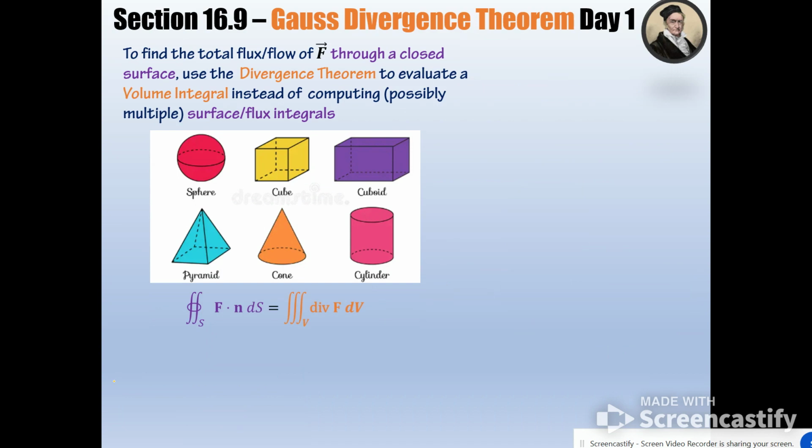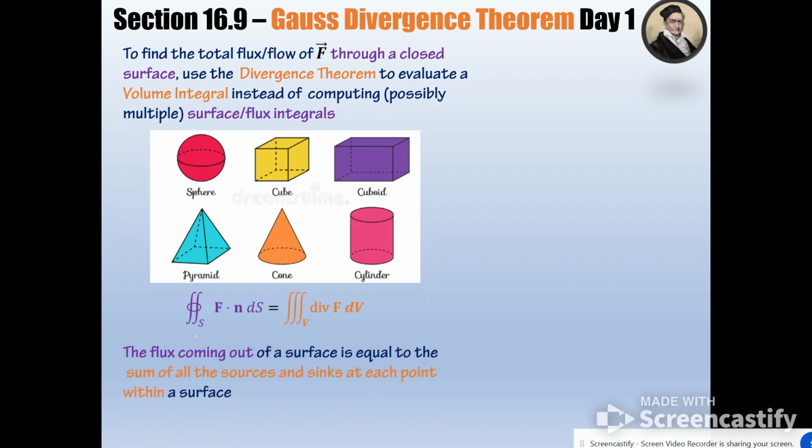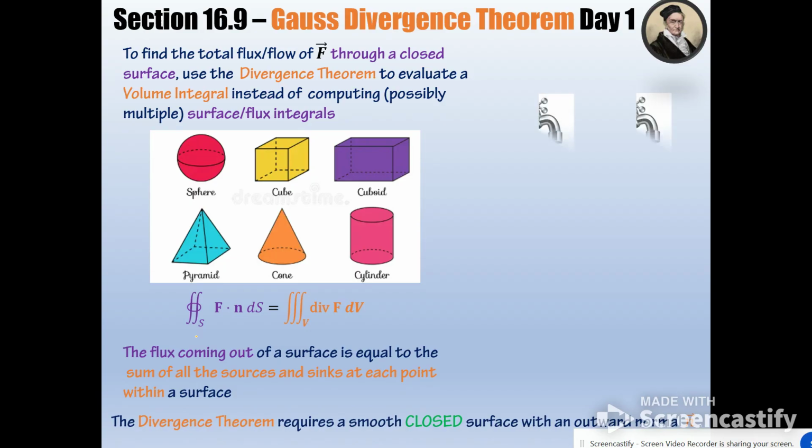So notice that circle around the double integrals. It says the same thing that we did with Green's theorem. We don't always put that, because the assumption, if you're going to use the Gauss divergence theorem, or the GDT, as cool people say, is that the surface has to be closed. So the flux coming out of a surface is equal to the sum of all the sources and sinks at each point within it. But the divergence theorem does require that the surface be smooth, closed, and piecewise smooth.